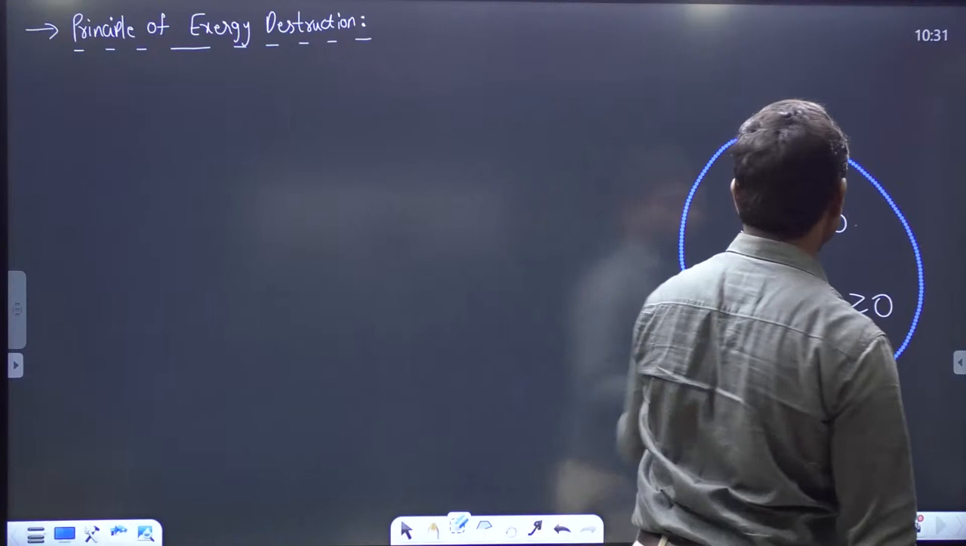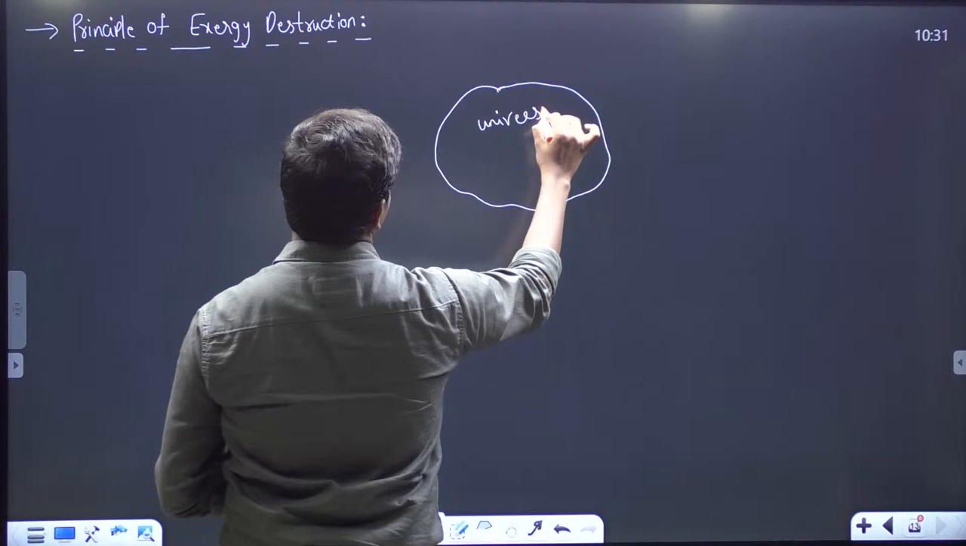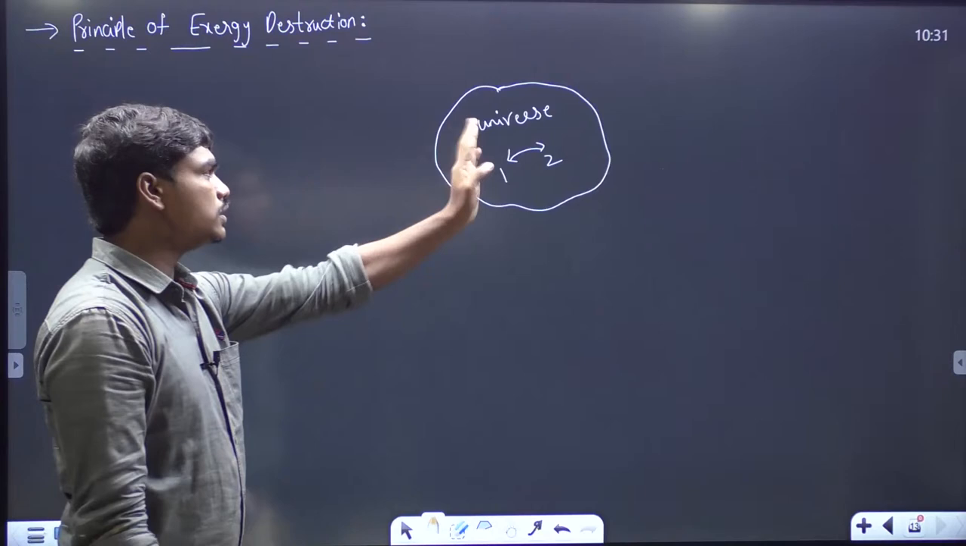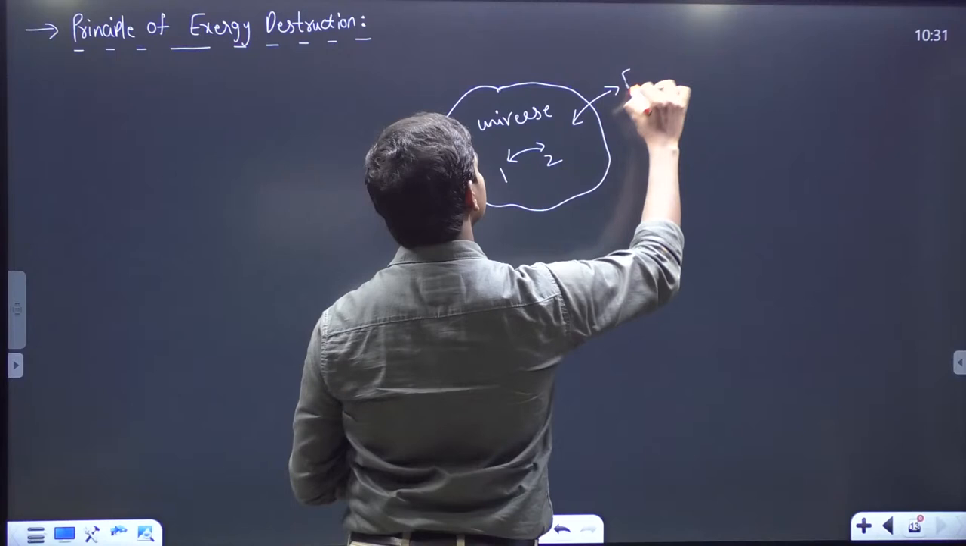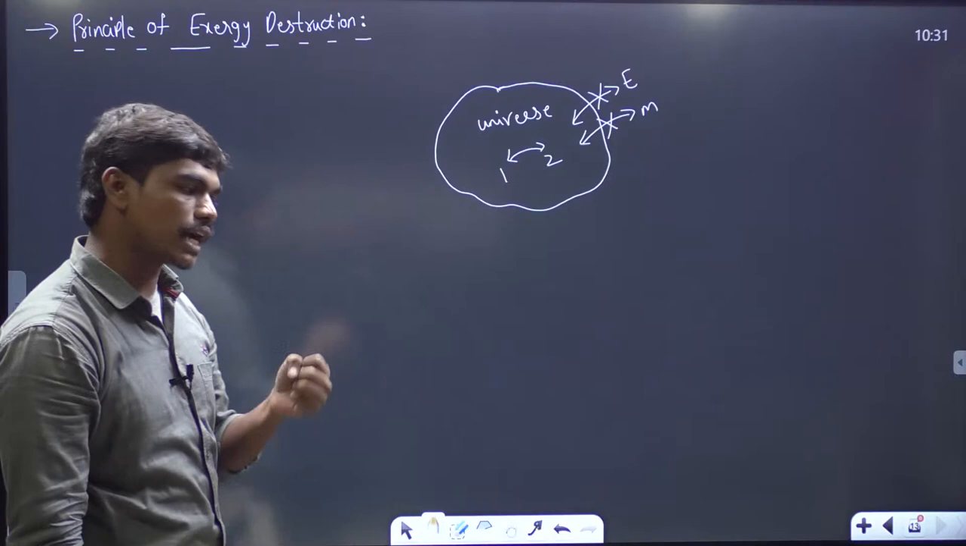Let us consider an isolated system, for example, some universe. In this universe, let us suppose some process is happening, 1 to 2. A system is executing some process from state 1 to state 2. Now, if this is a universe, there won't be any energy interactions, and also there won't be any mass interactions. Correct? Because an isolated universe is an isolated system, and an isolated system can't exchange either energy or mass with any other surroundings.